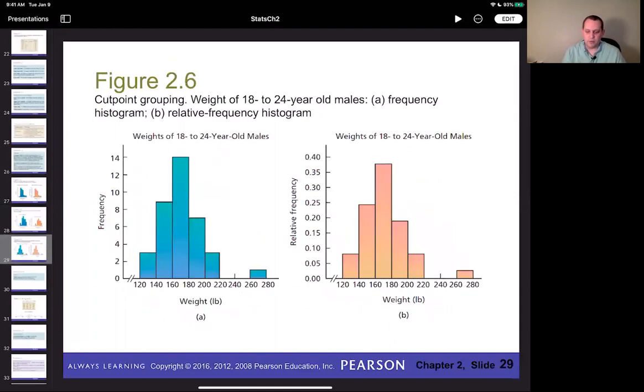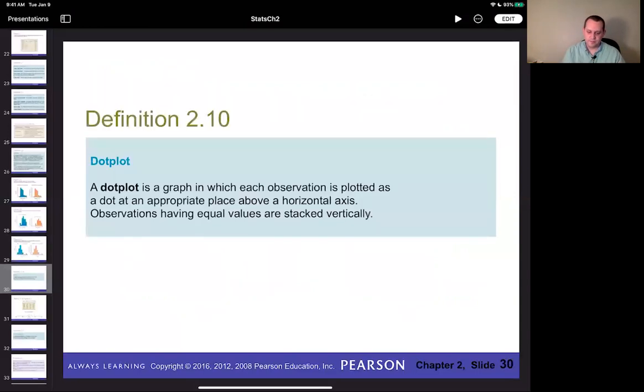And then cut point grouping. This is the weight example, where you have a continuum of values that you can have for your weight. Really, there's no reason to round to the nearest tenth of a pound, like I said before. So you can really have any value that you want, and you can think of that data as being continuous. Then you need to decide what the cutoff points are for where you're going to have your different groups.